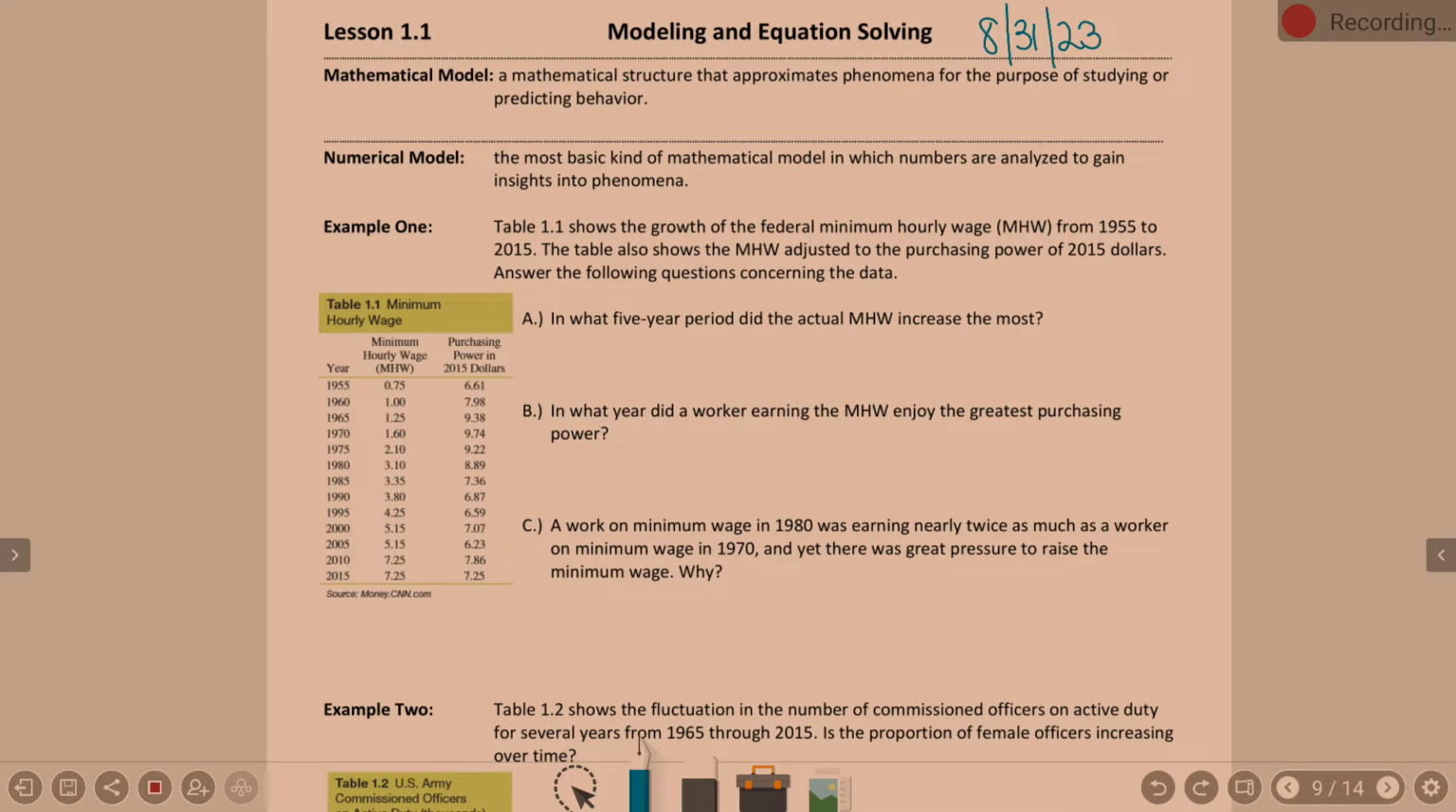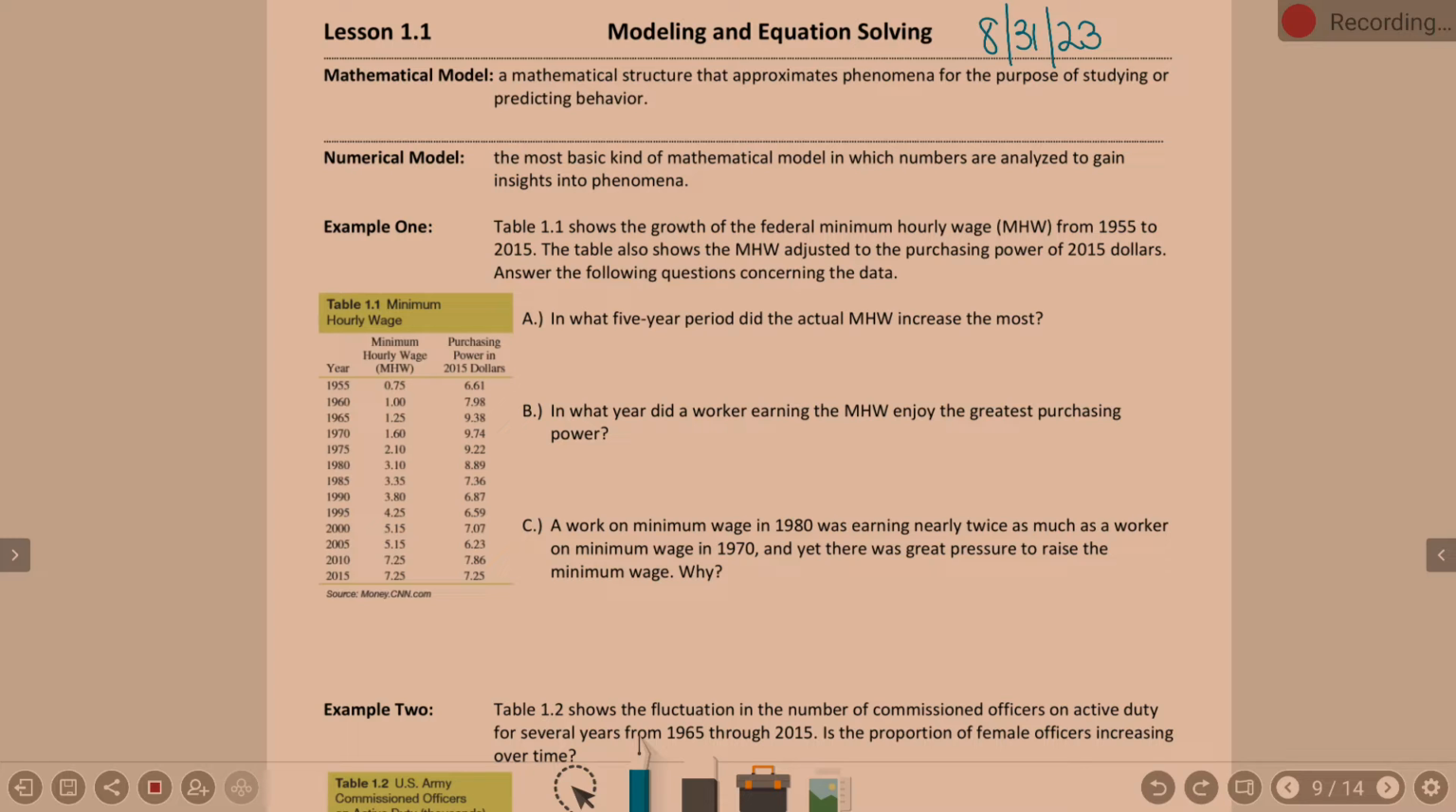So the first type we're going to look at here is numerical model, the most basic kind of mathematical model in which numbers are analyzed to gain insights into phenomena. So what's going to be happening? So numerical model, guess what? You're given a table of numbers pretty much.